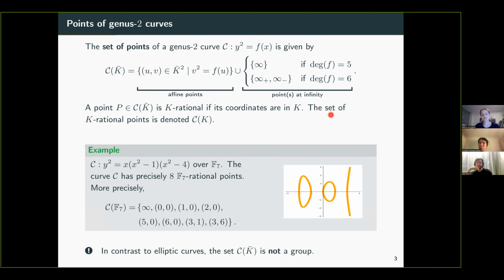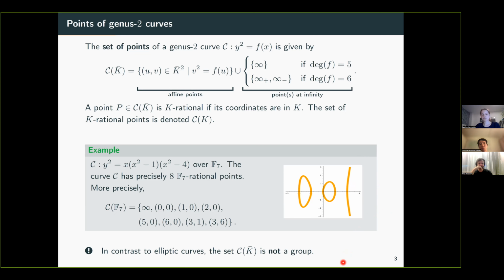To make this a little bit more precise, here is again the running example from before, where now I chose as a base field F7, a field with 7 elements. To find all the points on this curve, one can just plug in all possible values for the x coordinates and solve for y, if that's possible or not. It turns out that here we find exactly 8 different points on our curve.